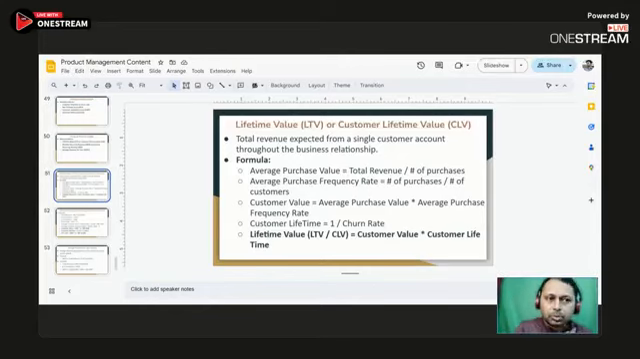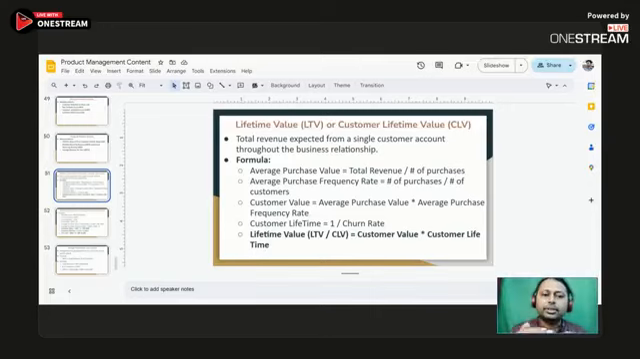When it comes to the formulas, don't get fed up with a humongous number of formulas here. Mainly we'll be needing customer lifetime value, CLV or LTV, which is customer value into customer lifetime. This is the formula. To get the customer value, we have average purchase value and average purchase frequency rate. Average purchase value is the total revenue generated by the company divided by the number of purchases happening for the company over a specific period of time, be it a few months or a year.